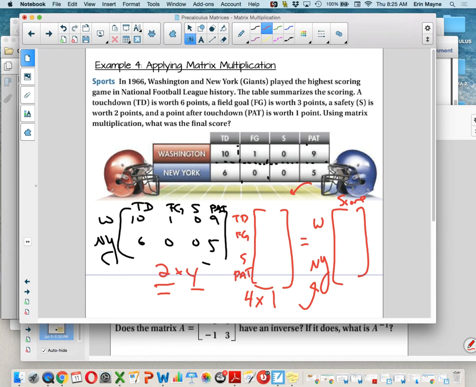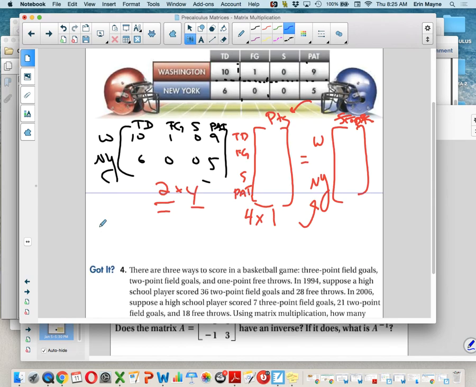What does that column represent? Points. Yeah, the points. If you want to put points here, you just need the words to match. So if that makes more sense, you put points here and then put points here. But now notice, this is not just a 2 by 4 times a 4 by 1. This is and this should always match for you.